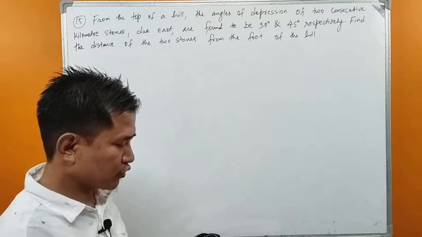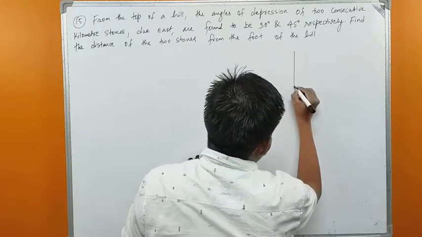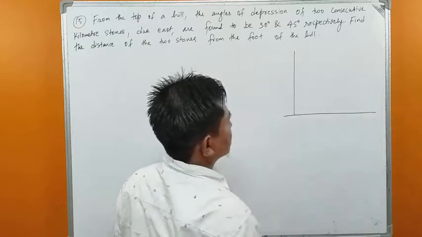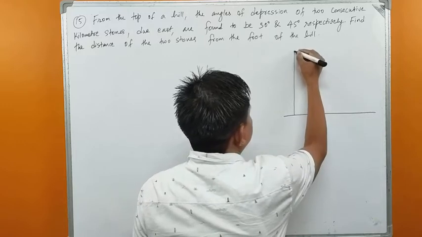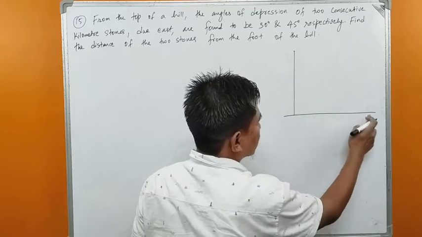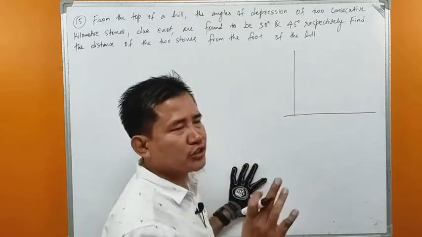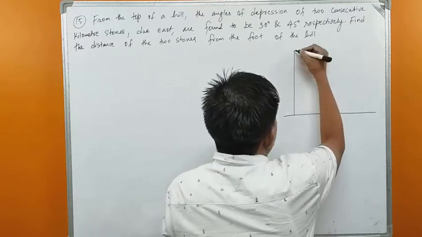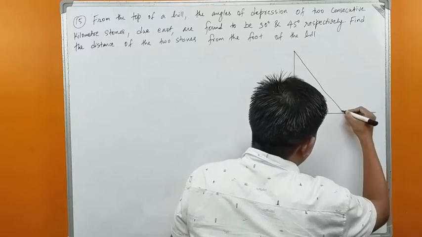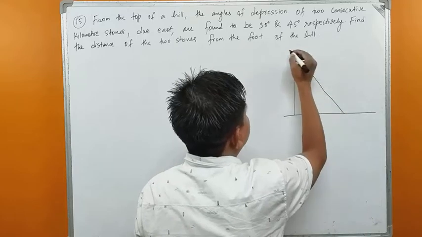So let us understand this question by drawing a diagram. Let us suppose this is a hill, okay? And this is a horizontal ground. Now, a person is here on the top of the hill and is observing the 2 kilometer stones which are on the ground, okay? 2 consecutive kilometer stones. Please keep in mind consecutive kilometer stones. So he is observing the 2 consecutive kilometer stones on the ground, okay? He is looking downward, means angle of depression, isn't it?